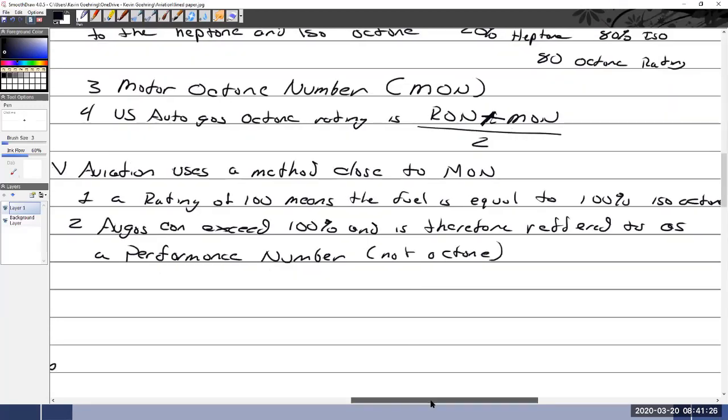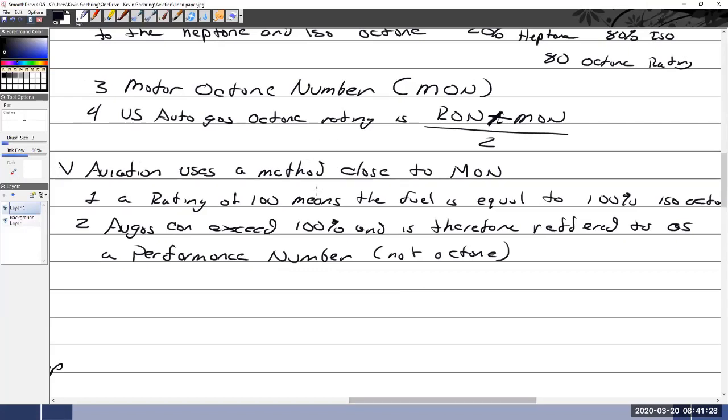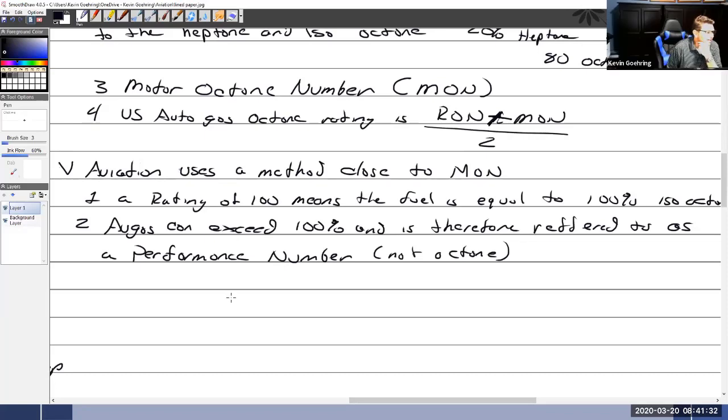So the 100 in 100 low lead isn't 100 octane? That is correct, it's technically not 100 octane. It's 100 low lead. It's a performance number. But you're not wrong.